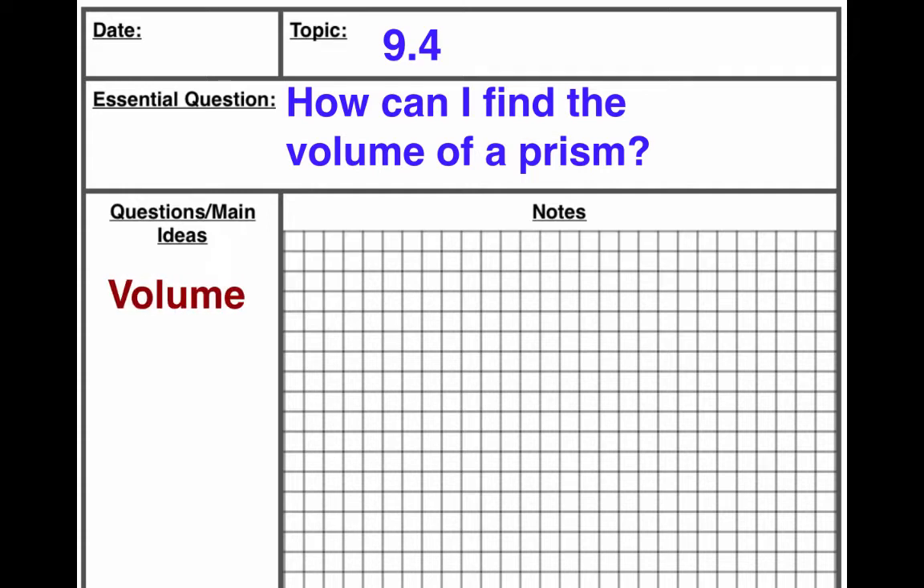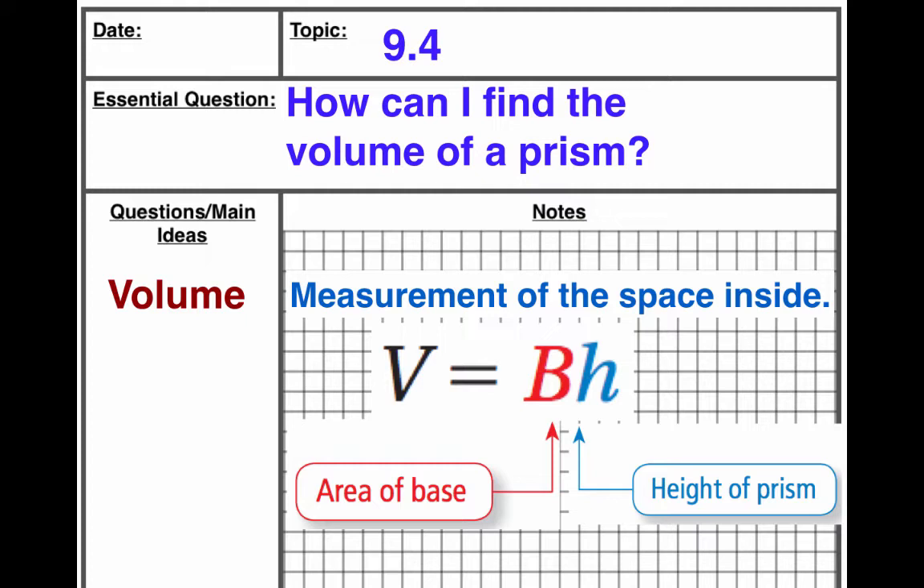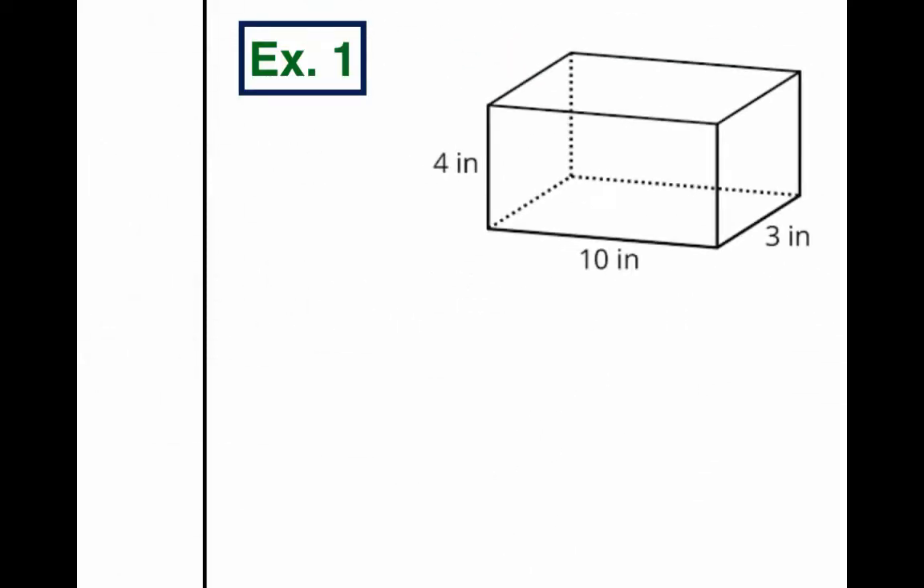So let's first review. Volume is the measurement of the space inside of an object. So we're measuring the inside space. And we have this nice formula for prisms. If you find the area of the base and you times it by the height, you have calculated the volume. So it's actually a really nice formula, base times height. So we're going to try using that formula for an example that looks like this.